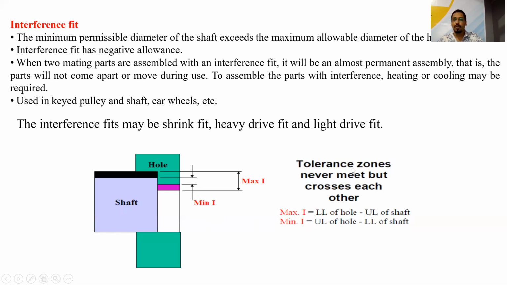And in this case, the tolerance zones never meet but cross each other. They do not meet with each other, but they cross each other. This is the tolerance zone of hole and this is the tolerance zone of shaft. So they cross each other. I think this is clear to you.